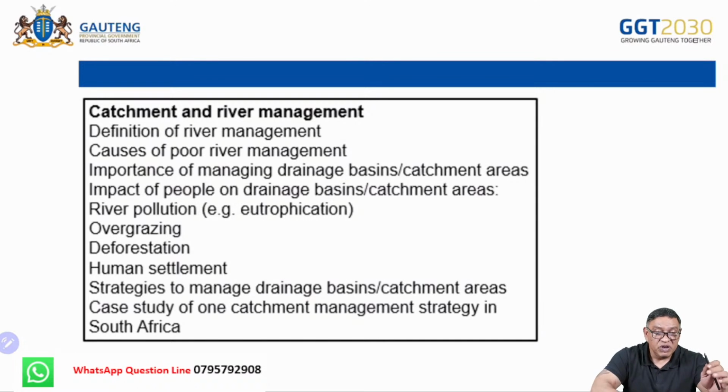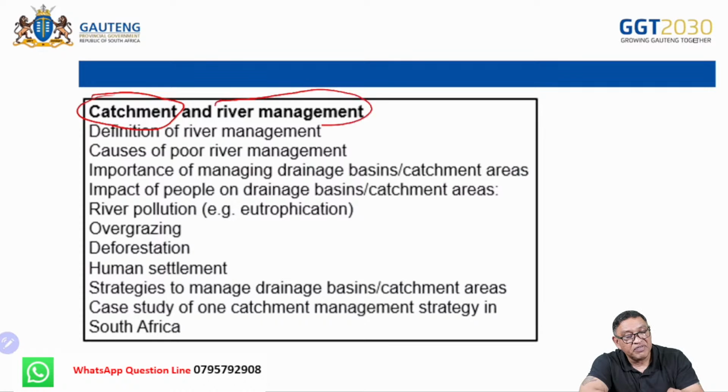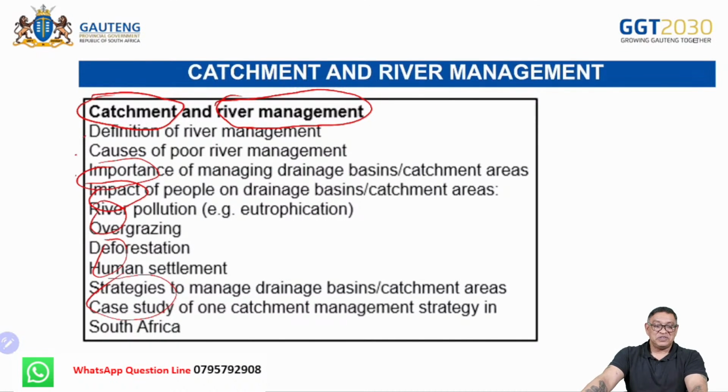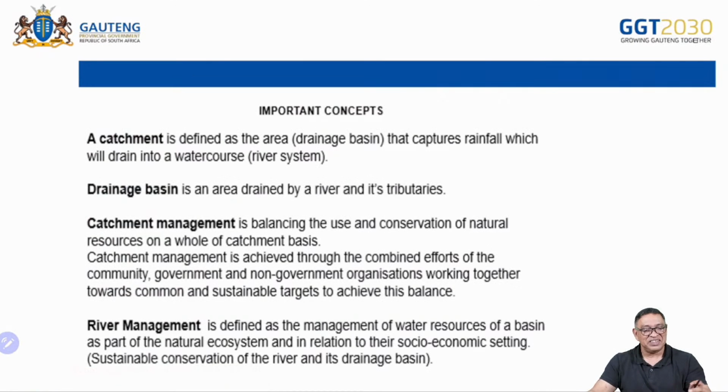The last thing we're looking at today is catchment and river management. And there's various things we're going to define. We're going to look at poor catchment, the importance of catchment, impact, pollution, overgrazing, strategies to manage rivers. So we're going to go through this with the hope there's no more technical irregularities.